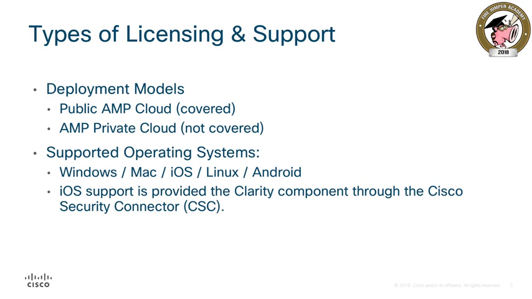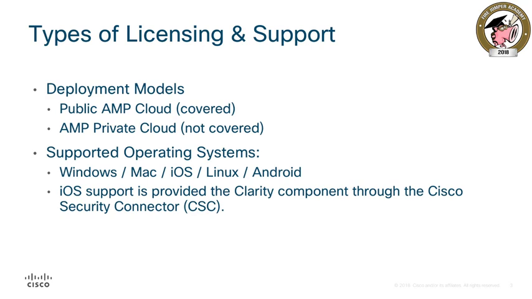The other deployment type is the AMP Private Cloud. This requires its own separate hardware configuration running the AMP Private Cloud software within the customer's environment. This will not be covered as part of this training, so please reference the AMP for Endpoints ordering guide for more details on ordering the AMP Private Cloud. For the public AMP Cloud, there are no hardware or additional software purchases necessary beyond purchases of the AMP for Endpoint connector licenses.